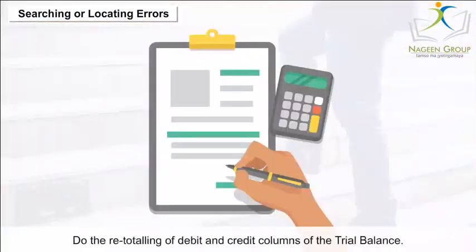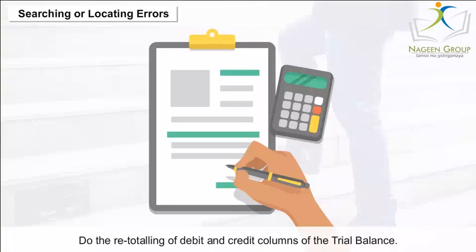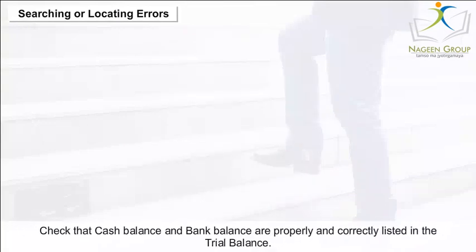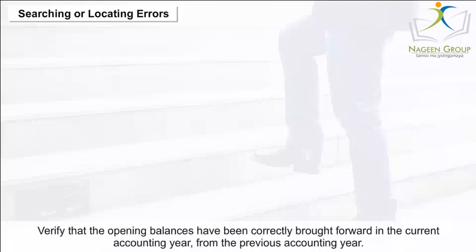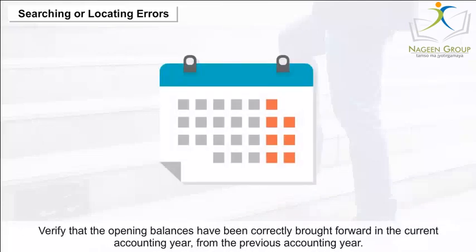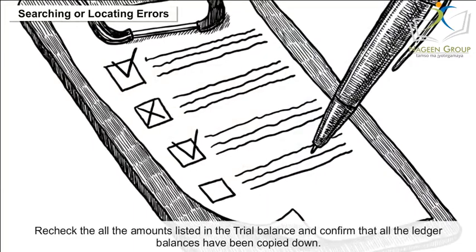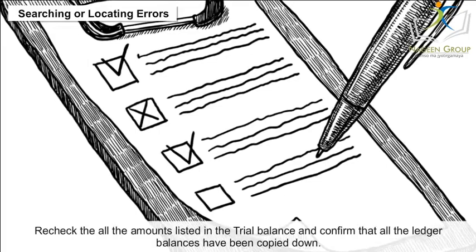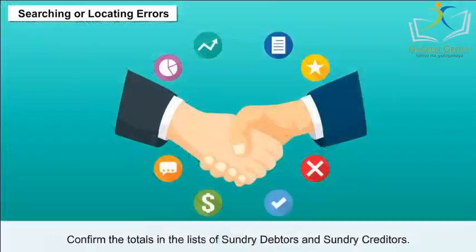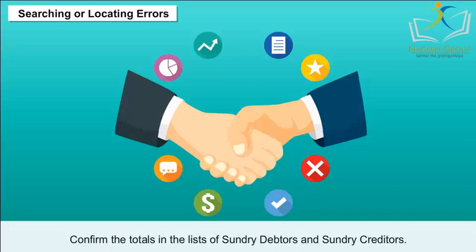1. Do the retotaling of debit and credit columns of the trial balance. 2. Check that cash balance and bank balance are properly and correctly listed in the trial balance. 3. Verify that the opening balances have been correctly brought forward in the current accounting year from the previous accounting year. 4. Recheck all the amounts listed in the trial balance and confirm that all the ledger balances have been copied down. 5. Confirm the totals in the lists of sundry debtors and sundry creditors.